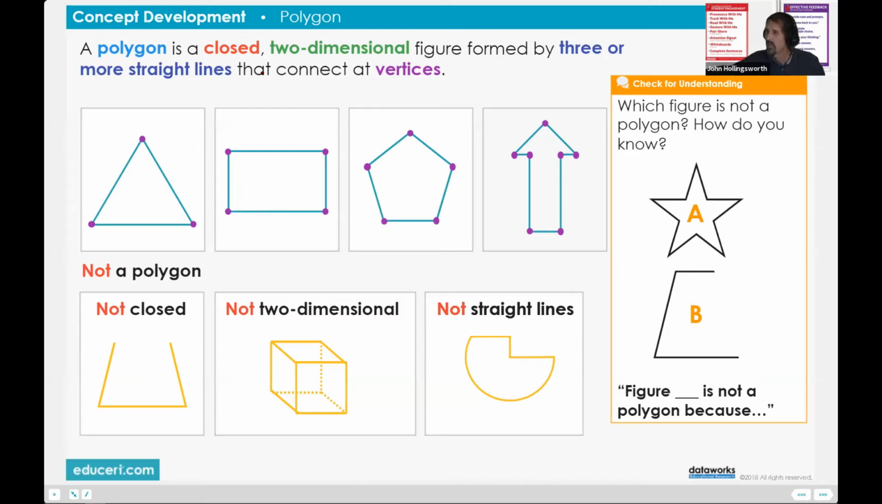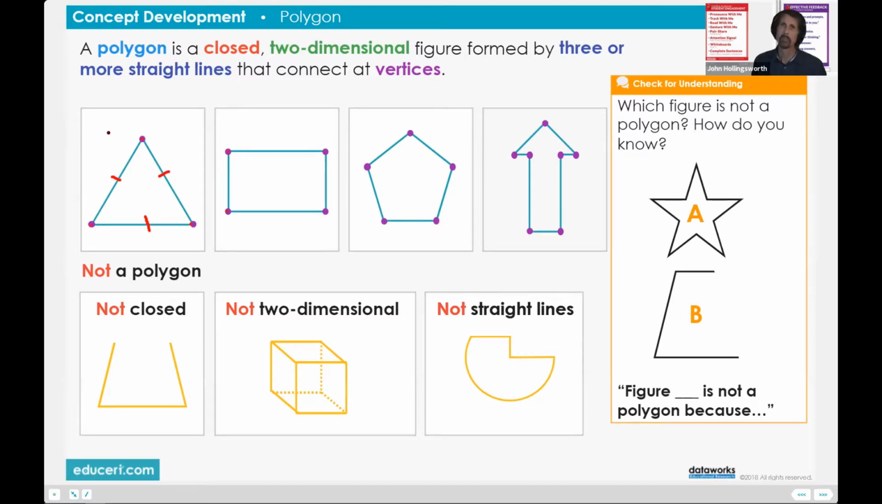Okay. Three or more straight lines. Let's count how many lines we have right here. Joel, can you count the very first figure with me? 1, 2, 3. Okay, now they connect at vertices. Can you say that big word with me? Vertices. Vertices is where they meet. Can you show me the little dots on there that are vertices? Yeah, there they are. Very good.